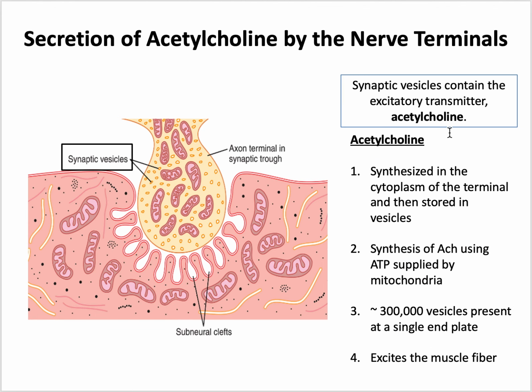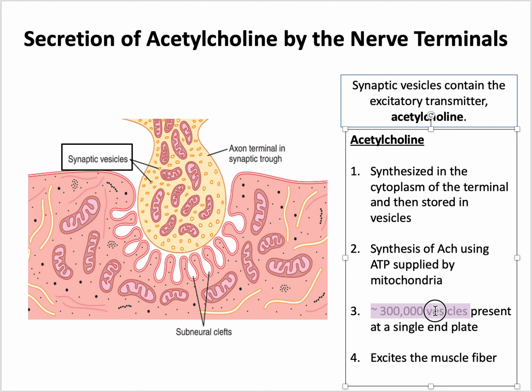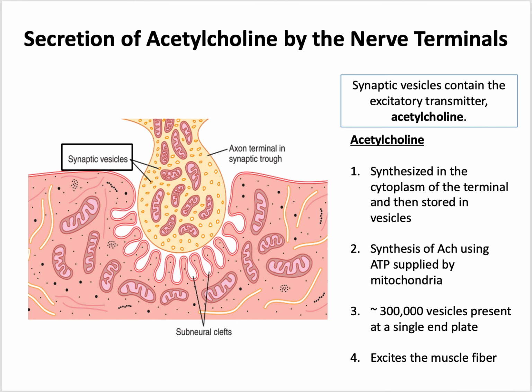And again, I have some extra points on the slide that help you. You can read through them, but I will not ask you any questions that I don't specifically go over. So if there's 300,000 vesicles present at any single end plate, I'm going to ask more important things in my multiple choice questions. This is just to help you fully understand what's going on. So I have extra information on my slides, but I won't ask anything that I don't specifically go over or tell you that you need to know, so review this on your own.